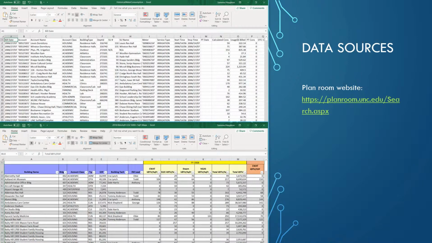I also received a spreadsheet from the energy management team with buildings' yearly energy usage and square footage, which were used to calculate the water use intensity values and energy use intensity values by dividing total energy use or total water use by building square footage. For additional supplemental data for each building, I downloaded a dataset from the UNC Planning Room website, which lets users create reports by selecting different queries. The main field I was interested in was a building's construction year.